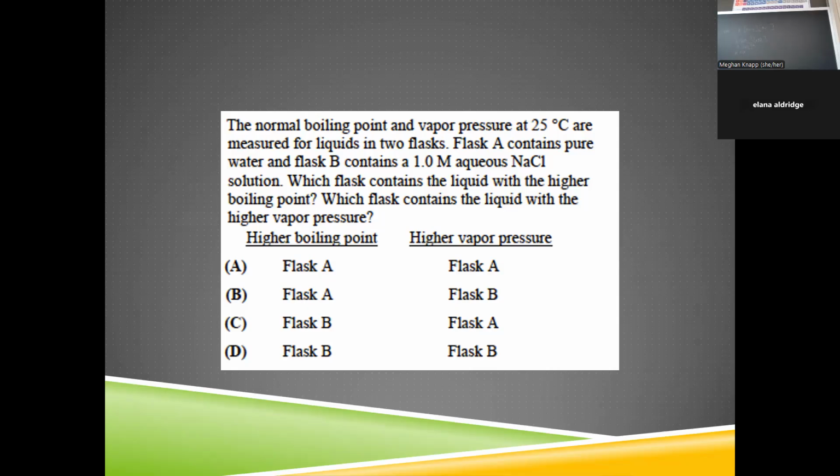Okay. Now the reason the boiling point goes up has to do with the vapor pressure. So at the surface of the liquids, in the pure water one, there's water to evaporate. In the concentrated sodium chloride, there's water, but there's also sodium chloride that's kind of keeping that water from evaporating. So which one's going to have the higher vapor pressure? A will have the higher vapor pressure, so C is our correct answer.